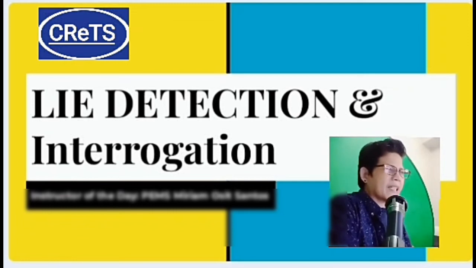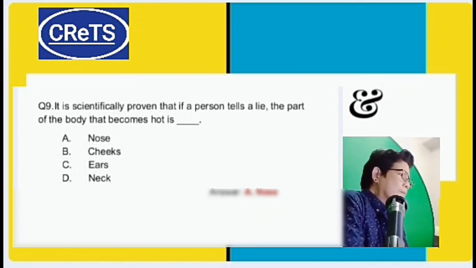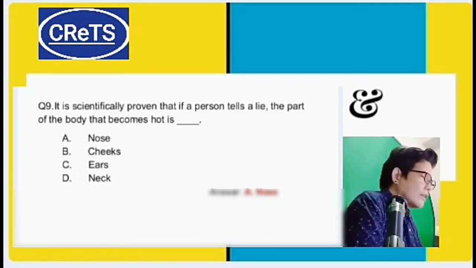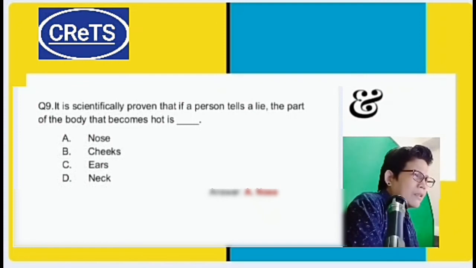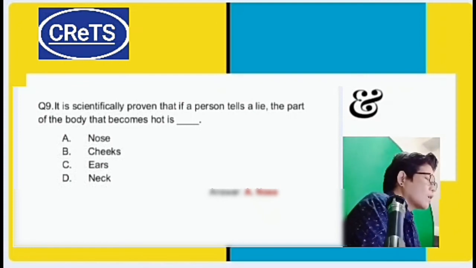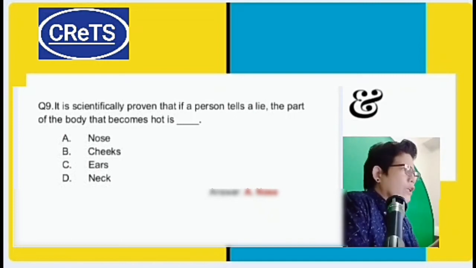Okay, let's go to number 9. It is scientifically proven that if a person tells a lie, the part of the body that becomes hot is blank. Answer. More. Labo. Genitals. Ano sa'yo? Labo. Bravo. Six, ma'am. Oh. Six. Okay. Any more Labo. Answer? Ears, ma'am. Ears. Okay, who answer bravo?